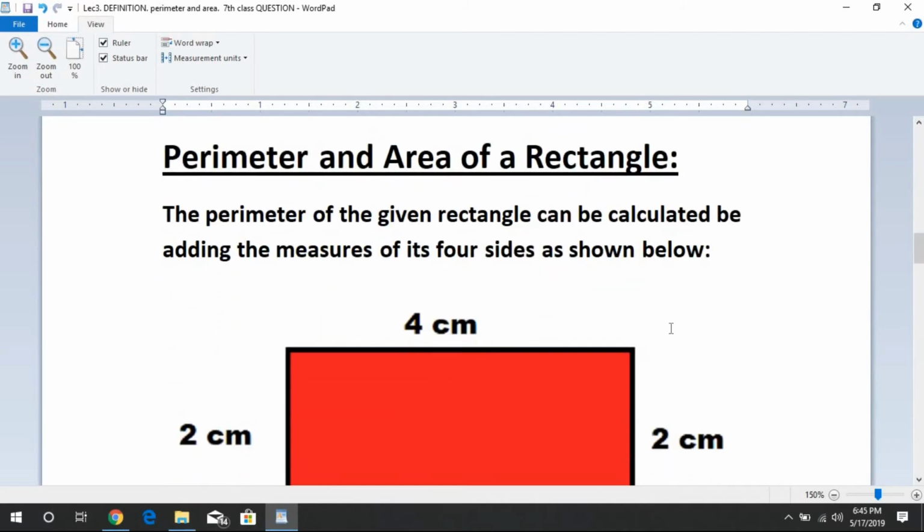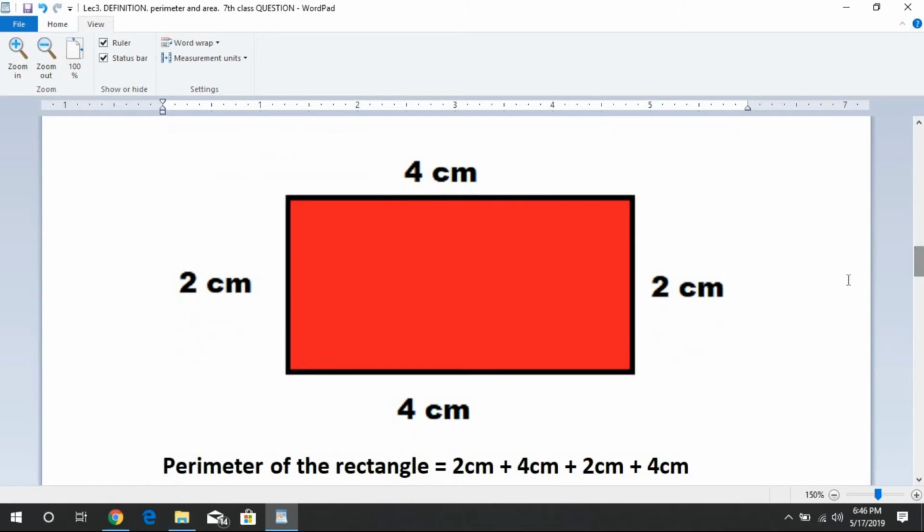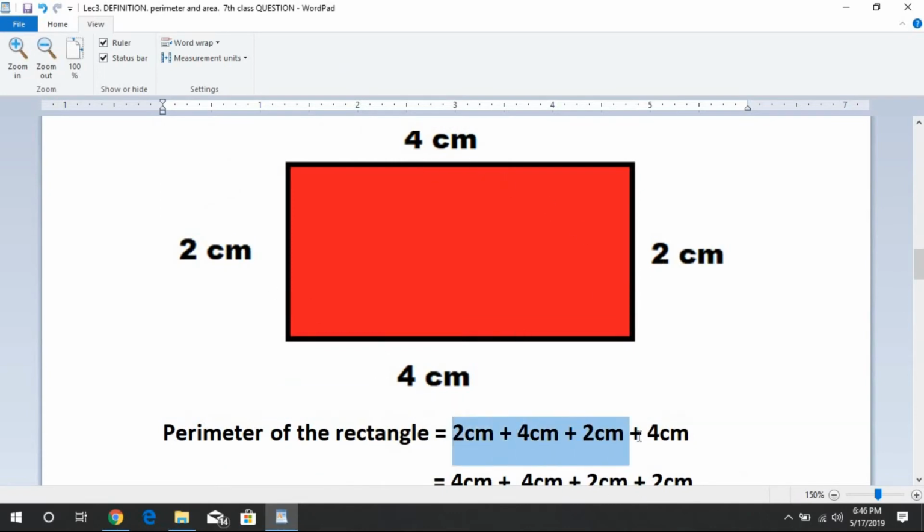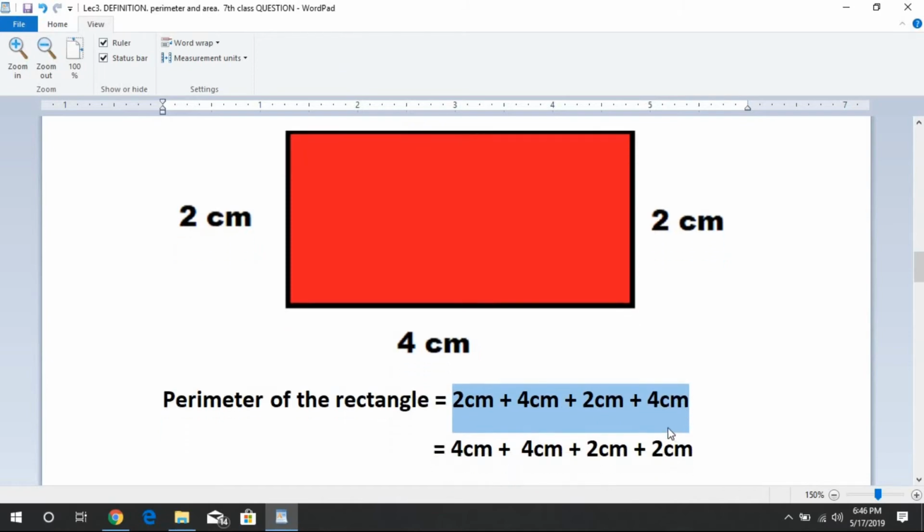Now derive the formulas for perimeter and area of a rectangle. The perimeter of a given rectangle can be calculated by adding the measures of its four sides as shown below. We add these four sides: 4, 2, 4 and 2 is the total.